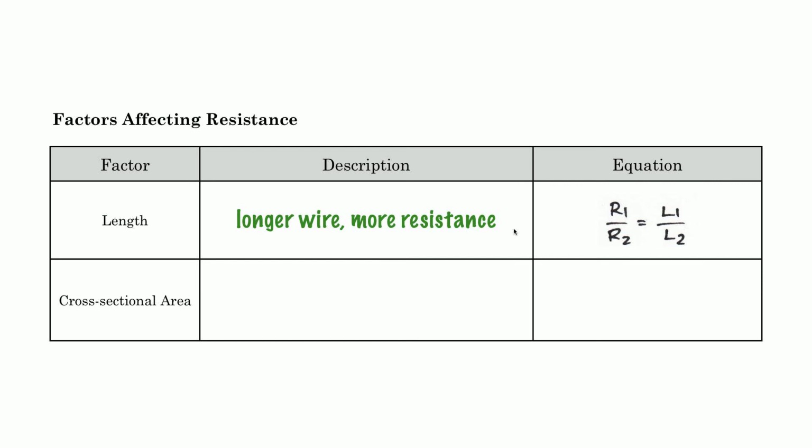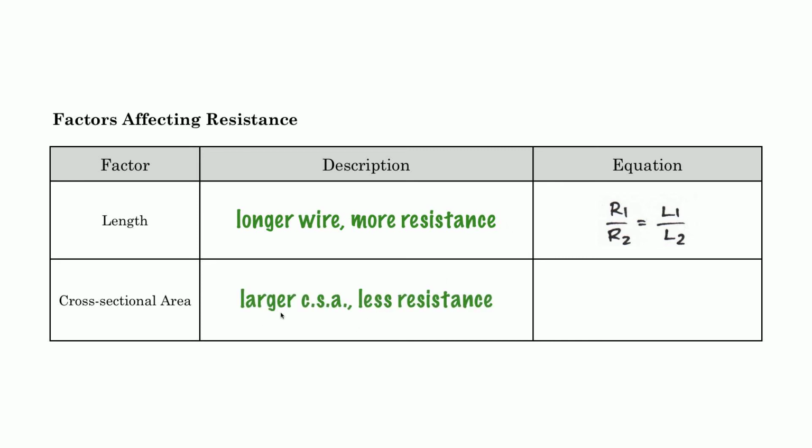Here we have, in general, just a proportion, and we've got the initial resistance over the second, changed resistance, the final resistance, is equal to L1 over L2, right? So this is linearly proportional. If you get longer wire, you get more resistance.